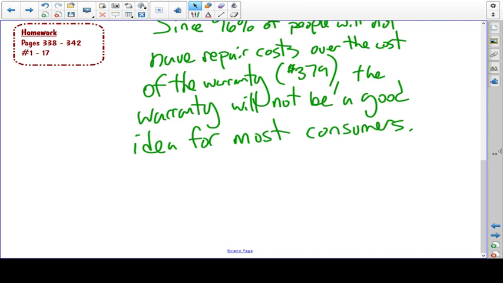But it's one of those things, too. Are the warranties something that will be worthwhile? And that's only a decision that a consumer can make when they're buying something.